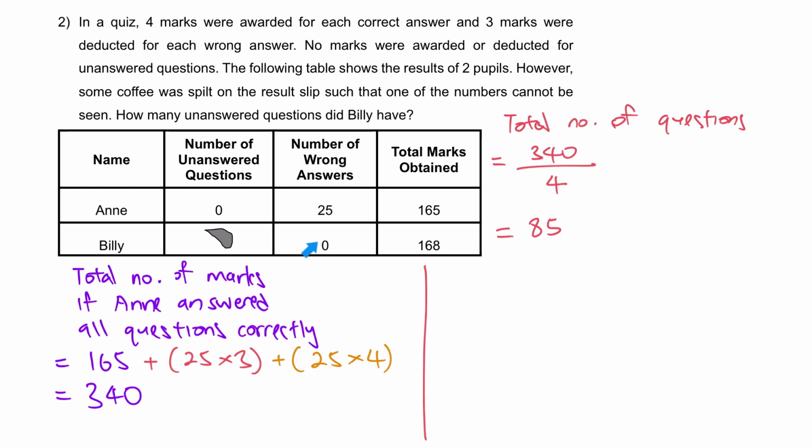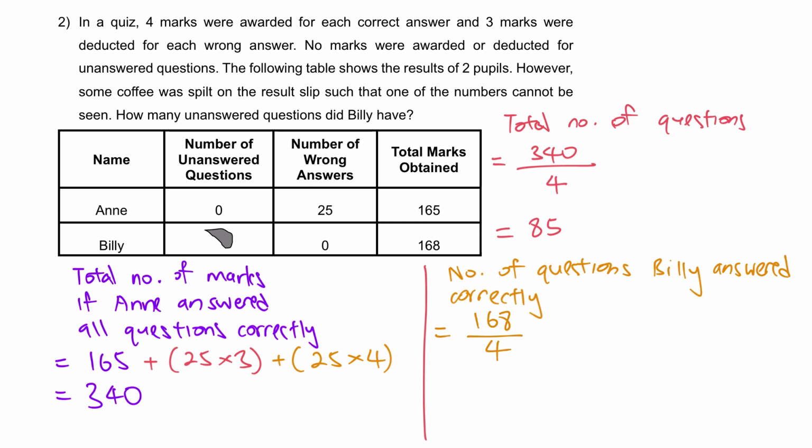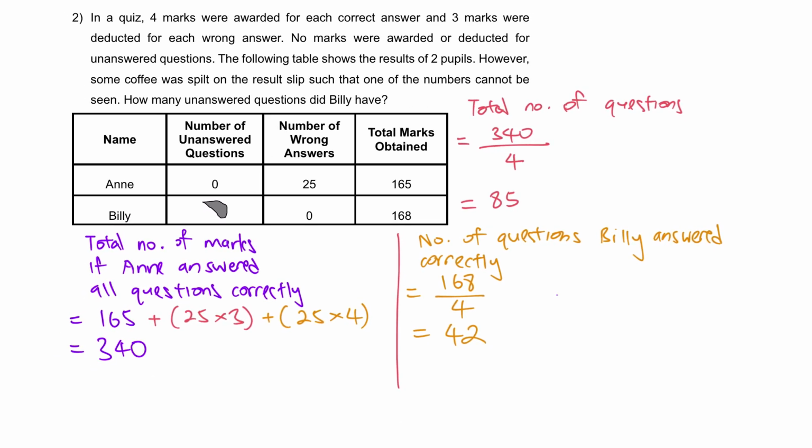Given that Billy had no wrong answer, this 168 marks got to come from the correct answers. So we're going to figure out the number of questions Billy answered correctly. We are going to take 168 divided by 4, and that will give us 42. Let me zoom out a bit to give myself a bit more space.